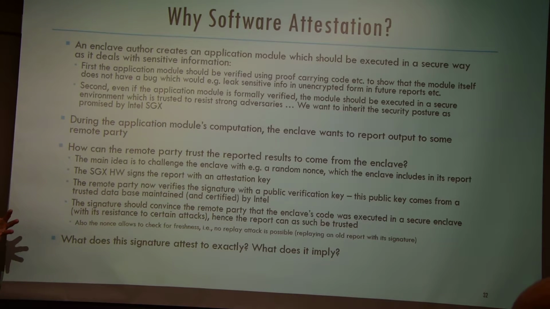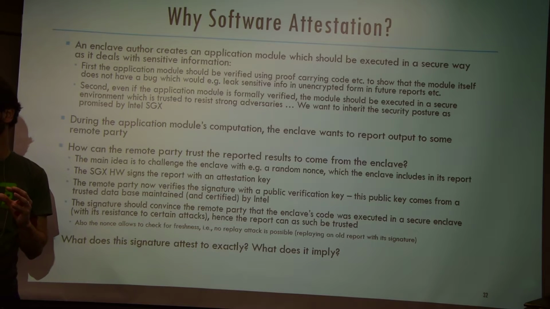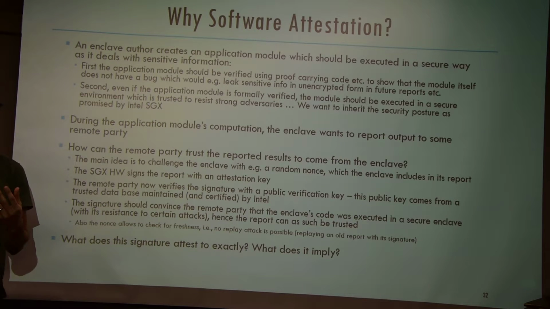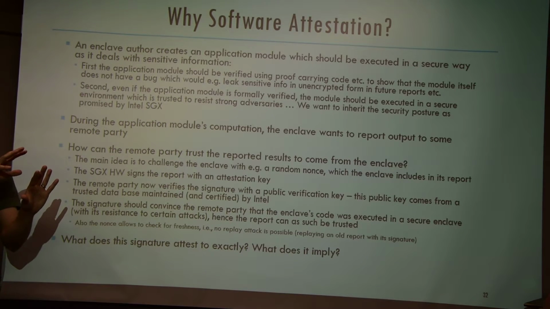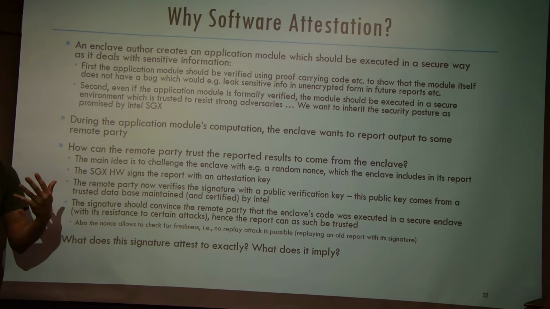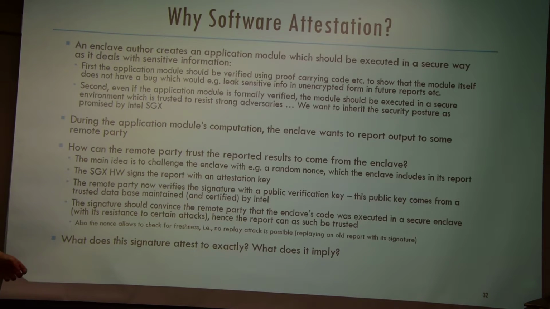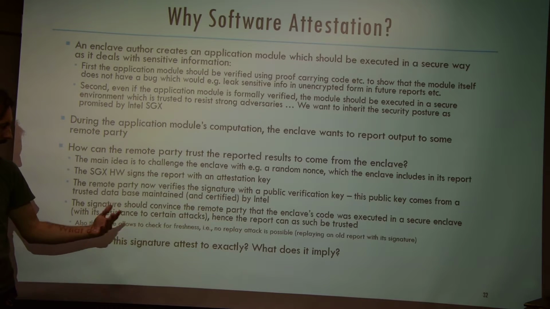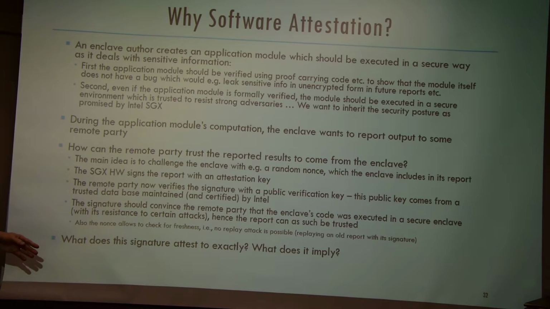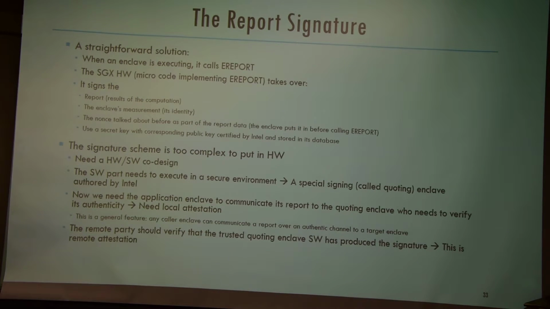So how do we do that though? Notice that the signature that we just talked about is created by a quoting enclave. It's not created by the actual enclave. So there's lots more machinery at the back to it, that we need to understand, that trust really implies trust in the next level and so forth. So you bootstrap trust along the way. Now, here's the little remark about a nonce, right? That's used for freshness. So what does this signature attest to exactly? What does it imply? So what is this report signature?